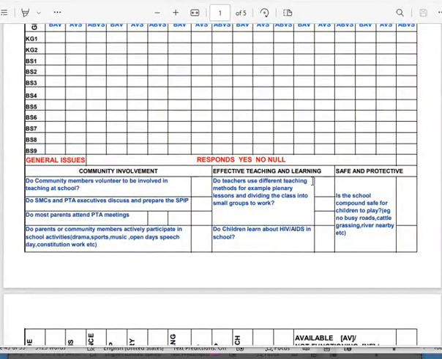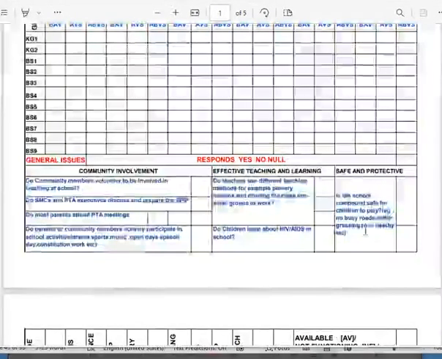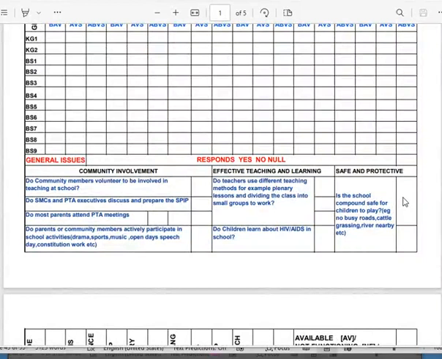Now let's move on. After the effective teaching and learning variable, we move on to safety and protection. So is the school compound safe for children to play? No busy roads or cattle grazing, or a river. If the school has a compound that is safe, you say yes. If it is not safe, respond no.